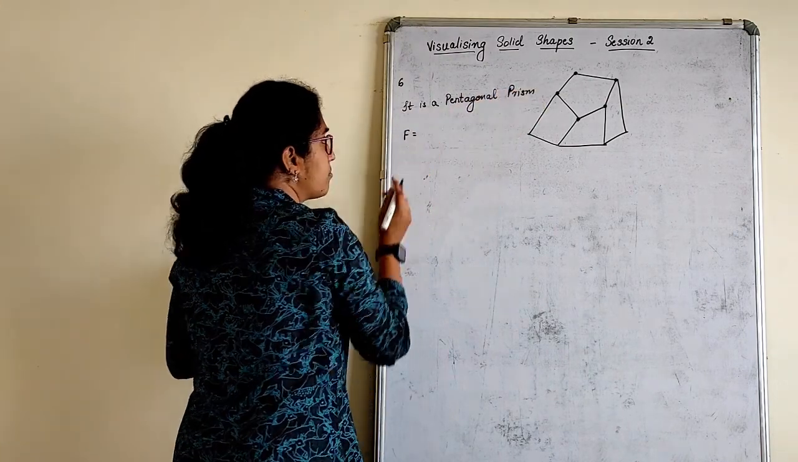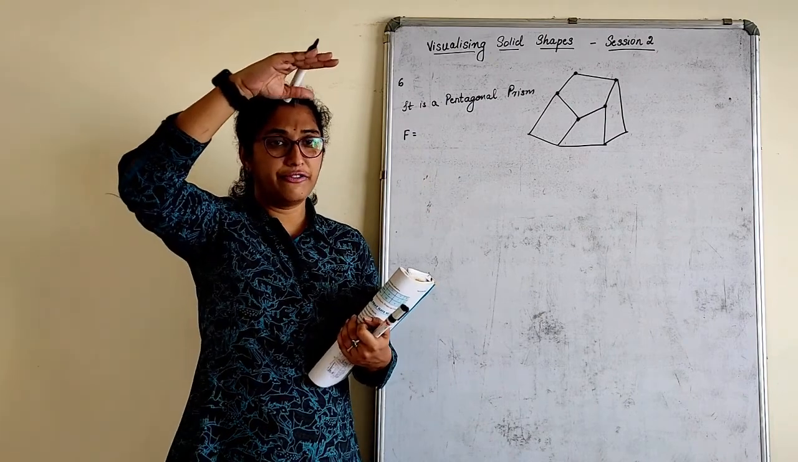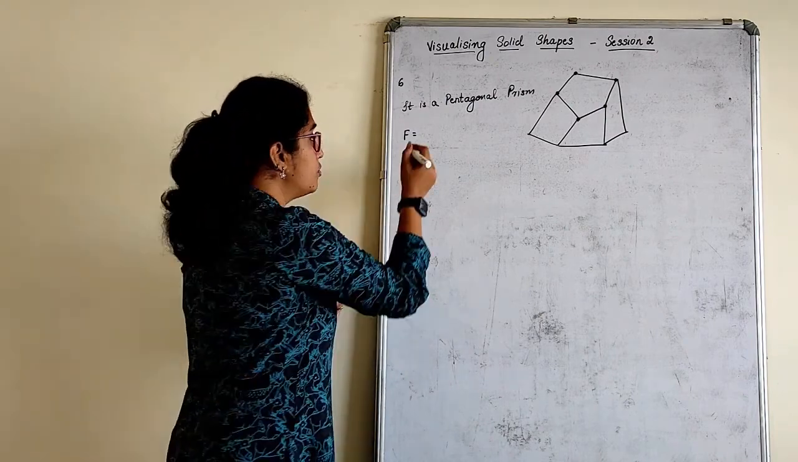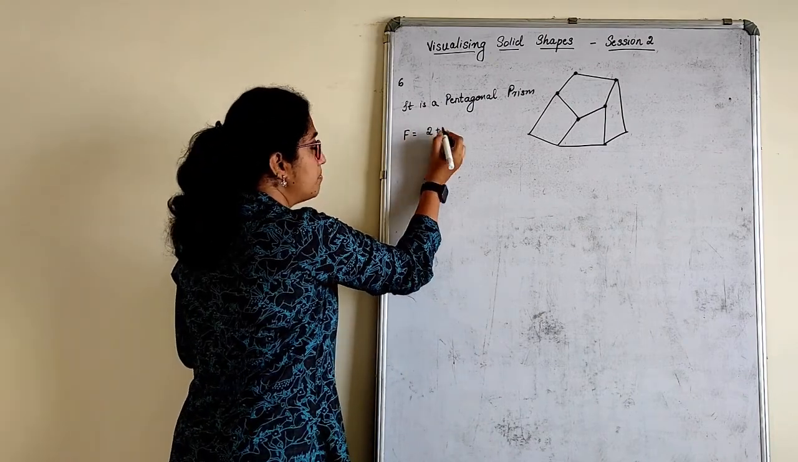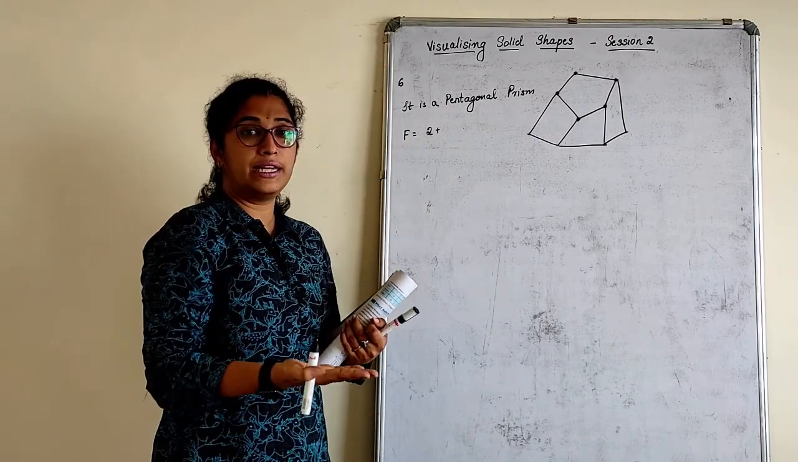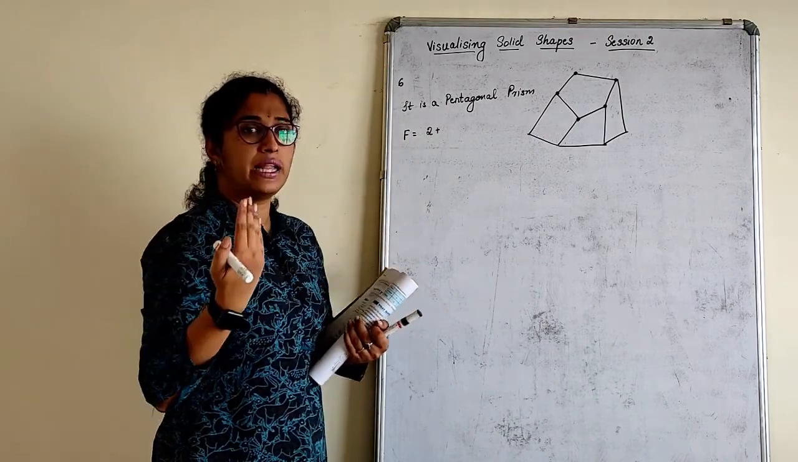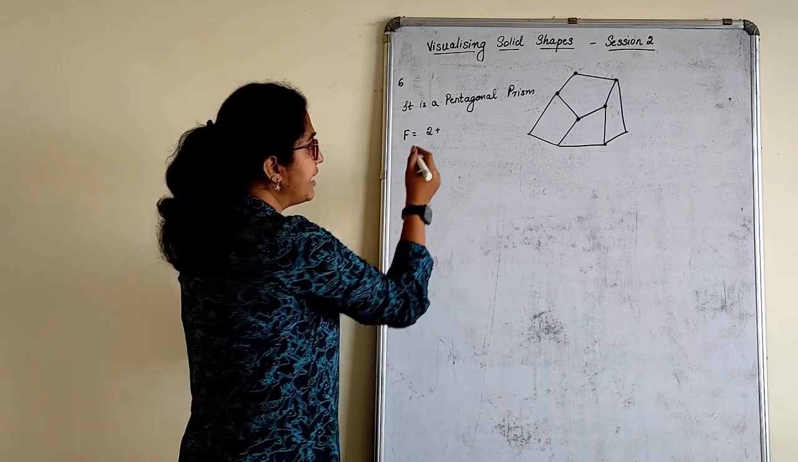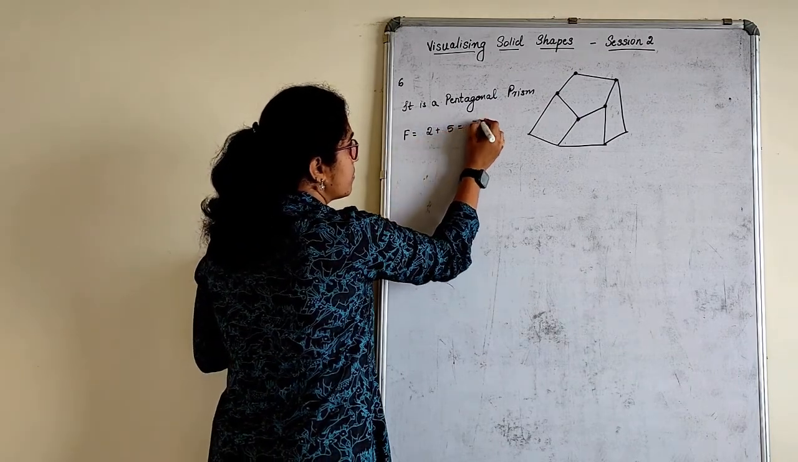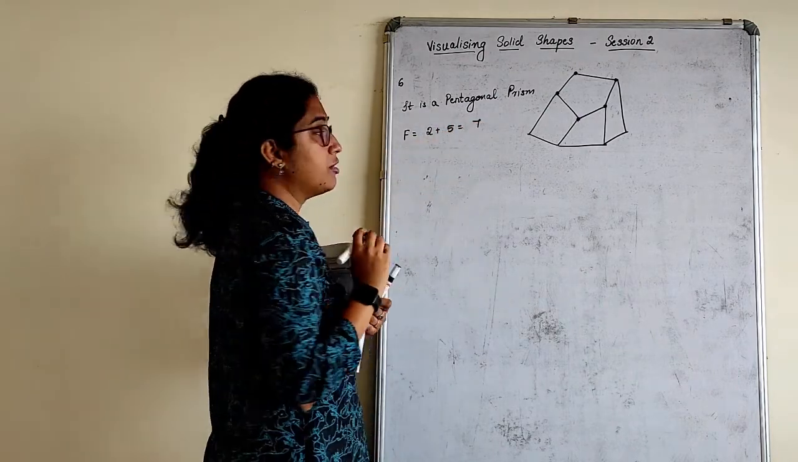Faces. Top face 1 face, bottom 1. So I will write here first 2, plus 1 at the top, 1 at the bottom. How many faces will it have? Since it's a pentagon, 5, so 7. Understood how to write?